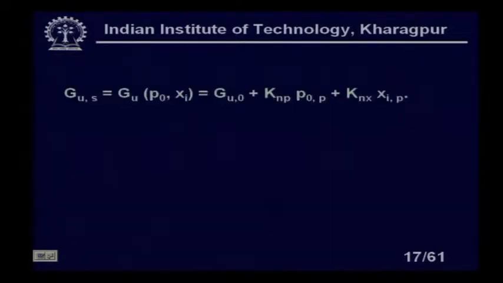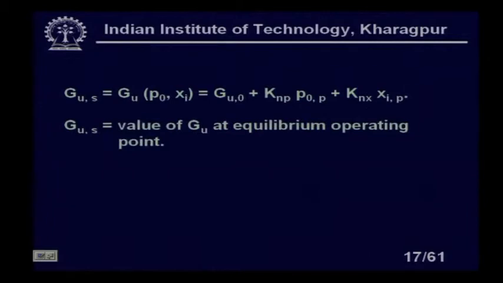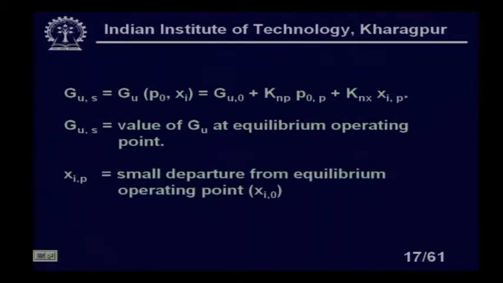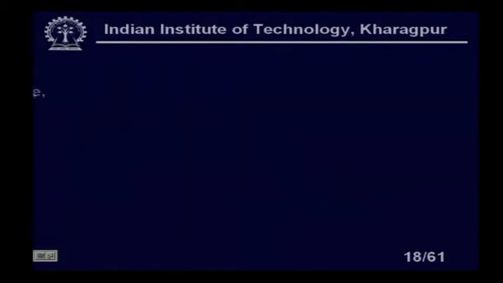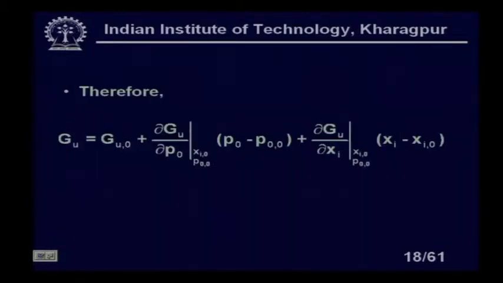So, we can write G u equal to G u of P o, x i equal to G u o plus K n P o p plus K n x x i p. G u o is the value of G u at the equilibrium operating point, and x i p the small departure from the equilibrium operating point. Therefore, I can immediately write that G u equal to G u o plus the partial derivative of G u with respect to P o at x i 0 and P o o multiplied by P o minus P o o, plus the partial derivative of G u with respect to x i.